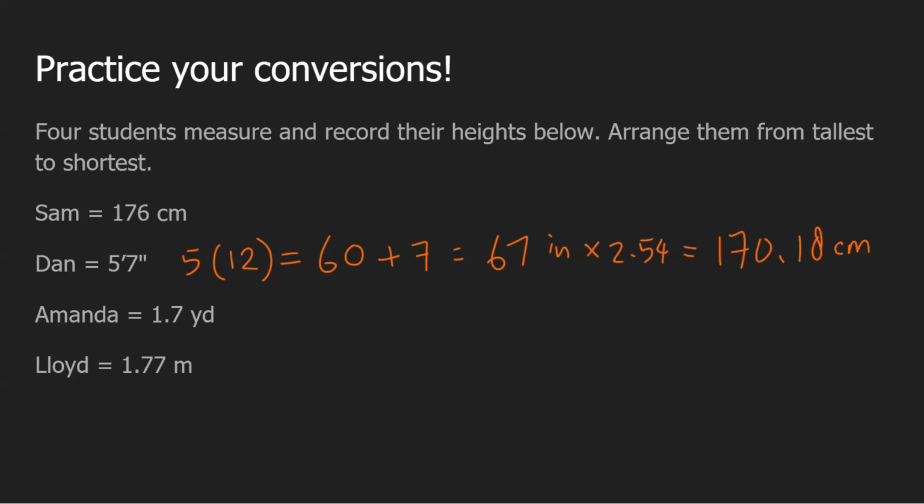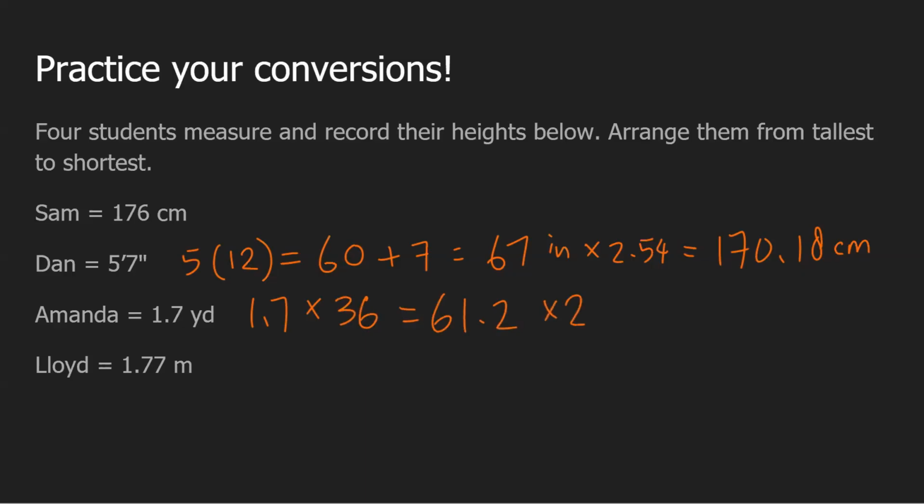As for Amanda, her height is written in yards. So we want to convert first from yards. Let's convert it to inches. So there are 36 inches in a yard. So we want to multiply this by 36. 1.7 times 36 is 61.2. Now that we have it in inches, we want to convert from inches to centimeters.